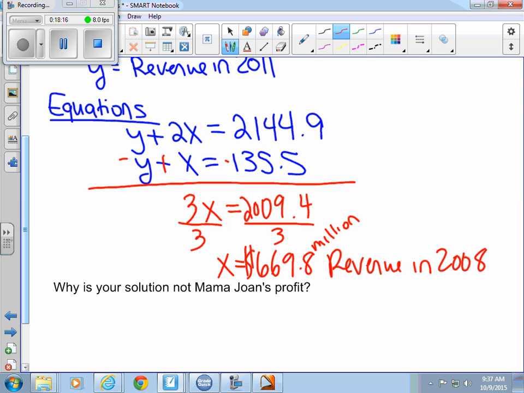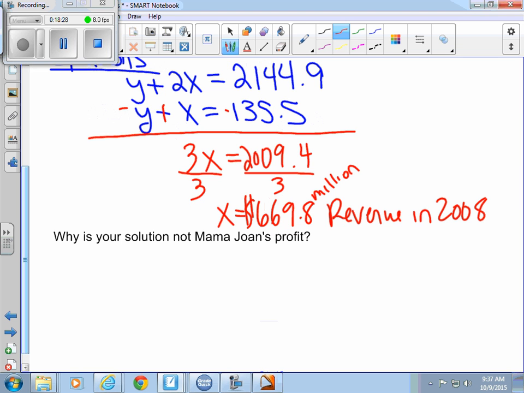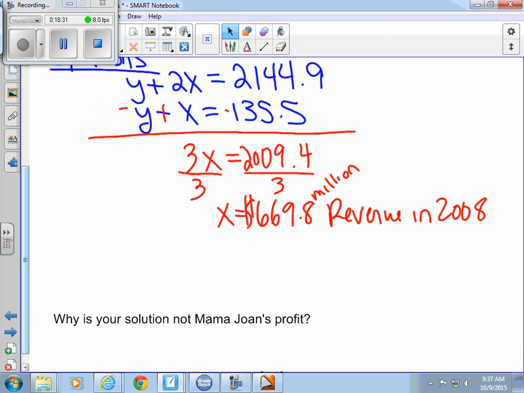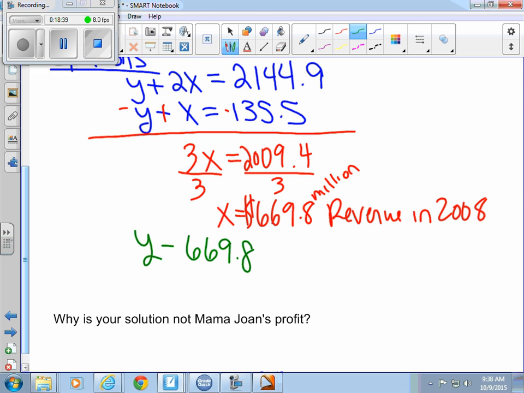How would I find Y? Okay, plug this in for X in one of the 2 equations. Either one of the 2 equations, plug in for X and solve for Y. And Chris was picking the bottom equation, and so he's doing Y minus... I did it before I changed the negatives, but you can do it either way. So add 135.5 and 669.8, and what do you get?